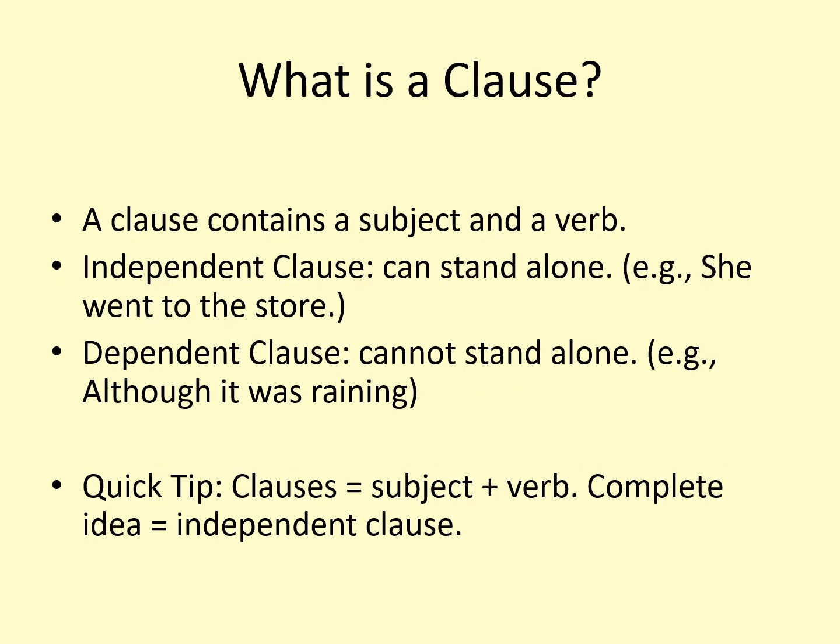Moving on then, a clause. So what is a clause? A clause is stronger than a phrase because it has a subject and a verb. It can be an independent clause that can stand alone, such as she went to the store, or it can be a dependent clause which can't stand alone. For example, although it was raining. Clauses equal subject plus verb. A complete idea equals an independent clause.